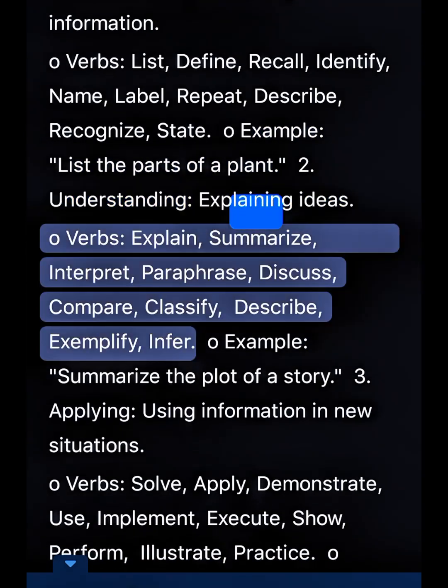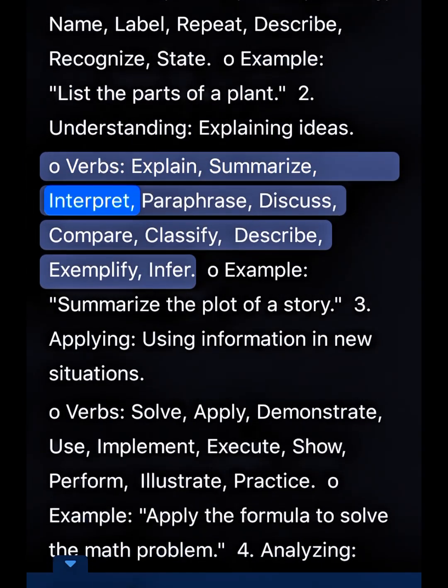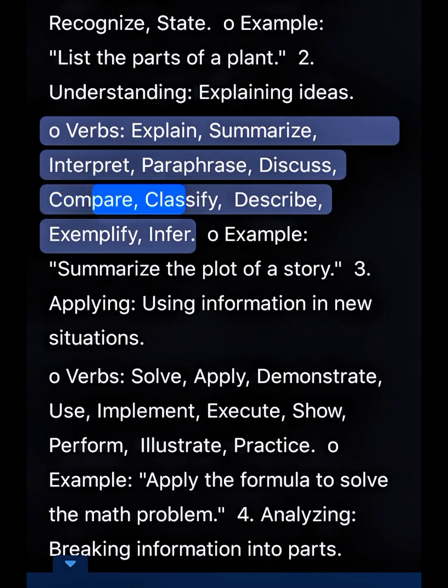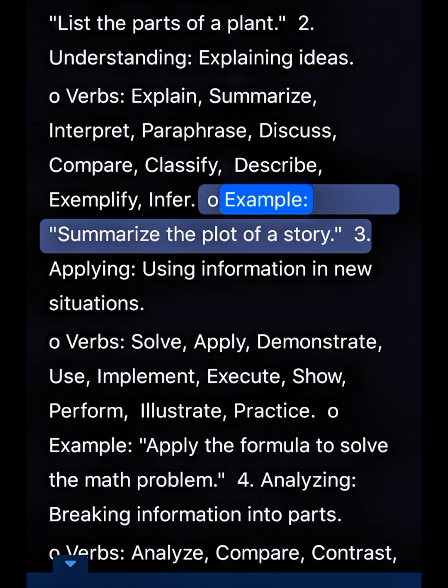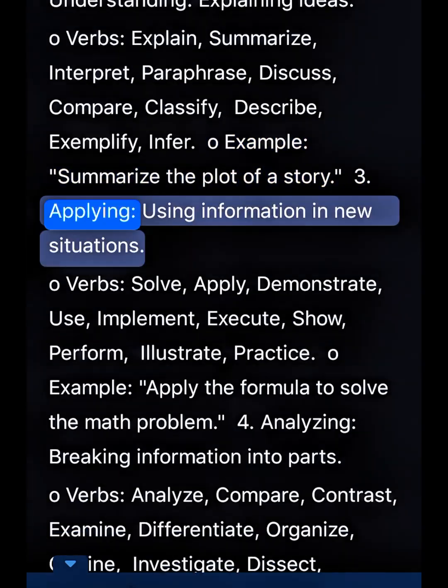2. Understanding, explaining ideas. Verbs: explain, summarize, interpret, paraphrase, discuss, compare, classify, describe, exemplify, infer. Example: summarize the plot of a story. 3.